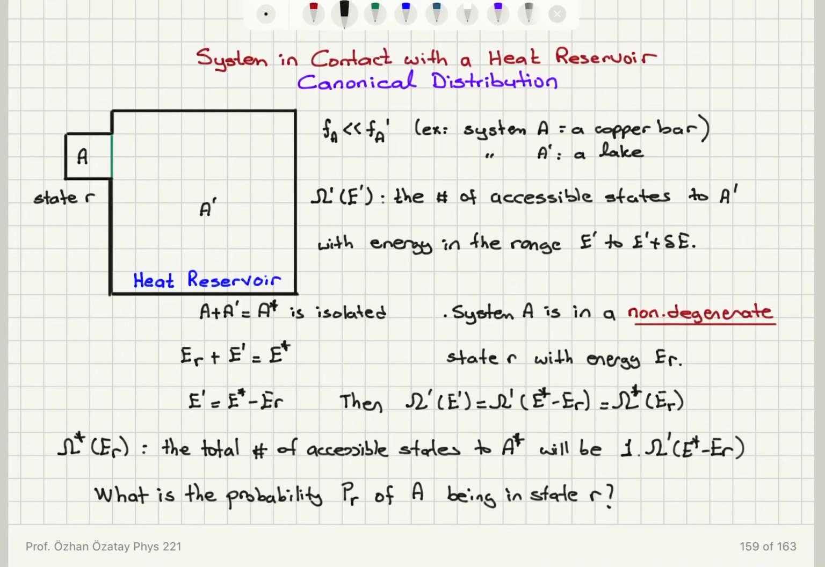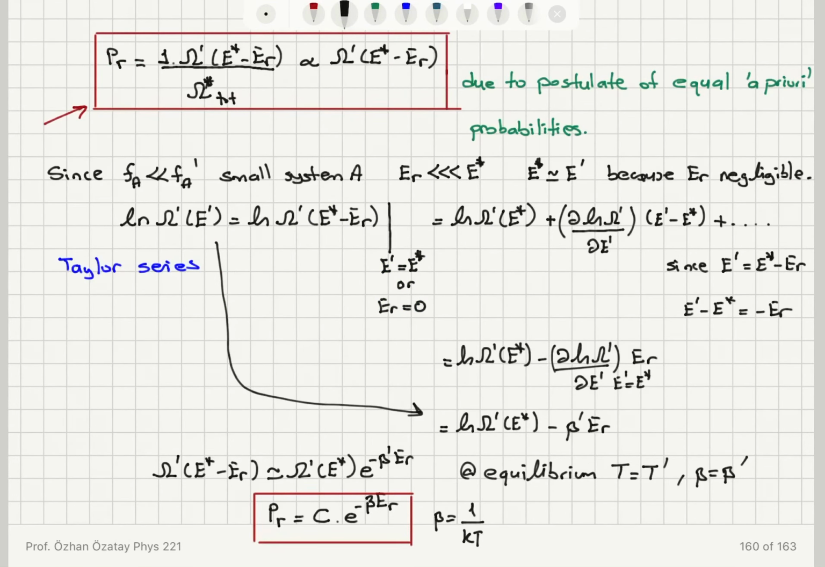So we can look at the Taylor expansion around E sub r equal to 0 to find out how the number of accessible states should be determined. And the question I ask is, what is the probability of having system A in this particular state R? The answer is the total number of accessible states to system A star with this scenario. So A must be in one particular state R, and A prime must be in several accessible states with energies E star minus E r, divided by the total number of accessible states to system A star for all possible scenarios. That gives me that the probability depends on the number of accessible states to A prime. This is due to the postulate of equal a priori probabilities.